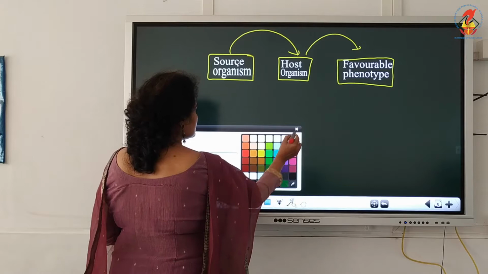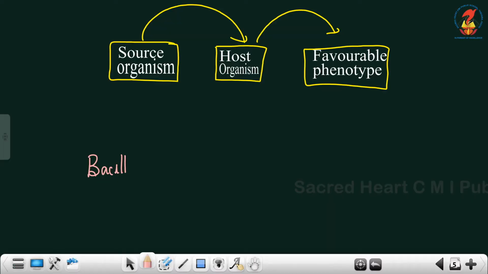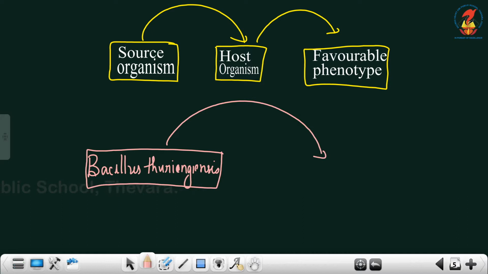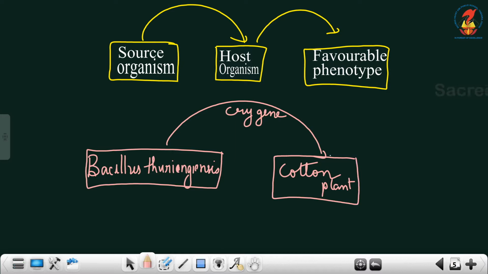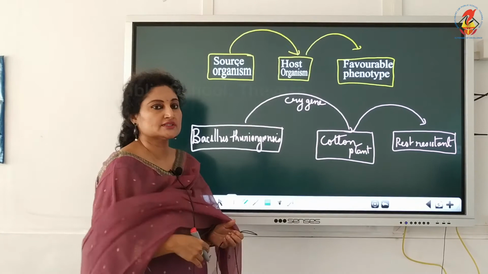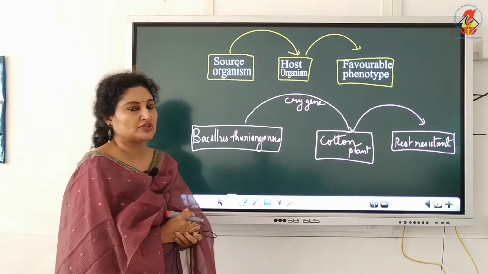The source organism is a bacterium called Bacillus thuringiensis. From this source organism, we are transferring the gene of interest. The gene of interest is the cry gene. It is transferred into the host cotton. And once it is incorporated into cotton, what happens to that cotton? It shows a favorable phenotype. It becomes pest resistant or insecticidal. It will become resistant to the attack of bollworms, borers, flies, mosquitoes, all belonging to the categories dipterans, coleopterans and lepidopterans.